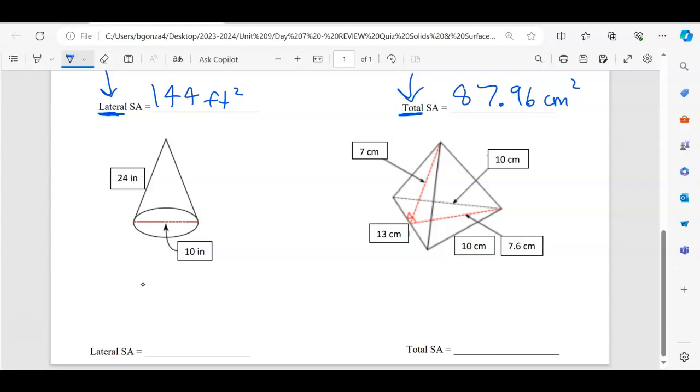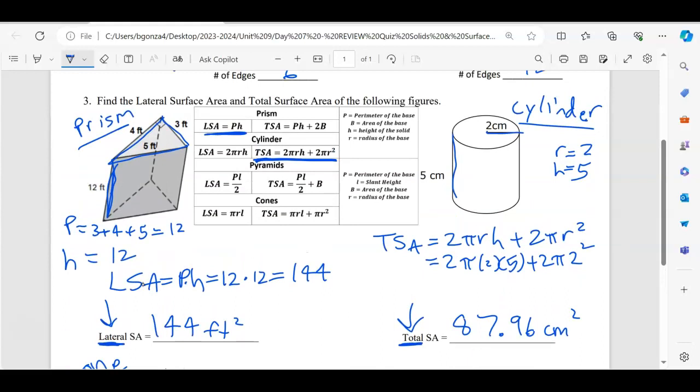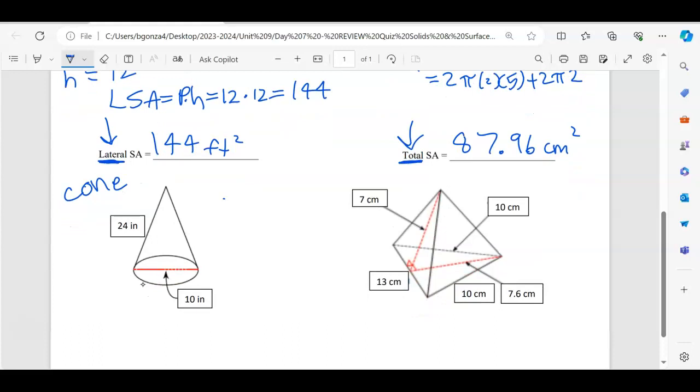Okay, so down here, now this is a cone, and we're doing lateral of a cone. So I go up here for cone, lateral surface area is just pi RL. So I need to find R and L. So from the center to the edge, okay, 10 is all the way across. So halfway across has to be 5 for the radius, okay? And then on the slant is 24.